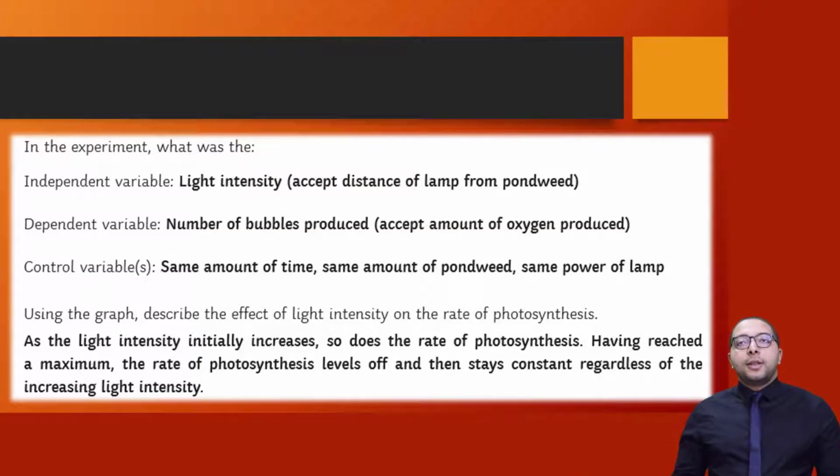Next question, the independent variable is the light intensity. The dependent variable is the number of bubbles produced. I want you to understand a point: the difference between independent and dependent variable. I want you to imagine yourself and your father.